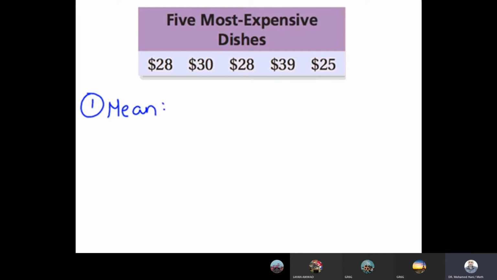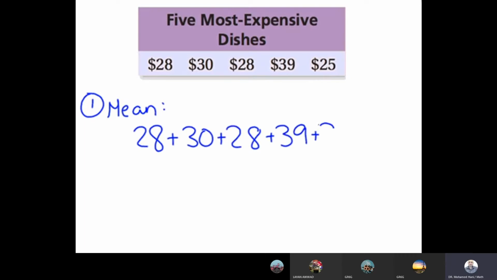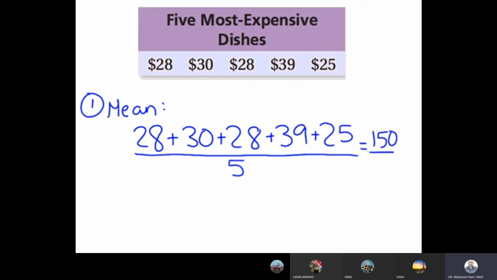And for this one, we have 5 numbers that we're going to add up. So 28 plus 30 plus 28 plus 39 plus 25. And then after we add those up, we're going to divide by 5 since there are 5 data values. So when we add up all of the numbers in the numerator, that's going to come out to be 150. And then 150 divided by 5 is 30.